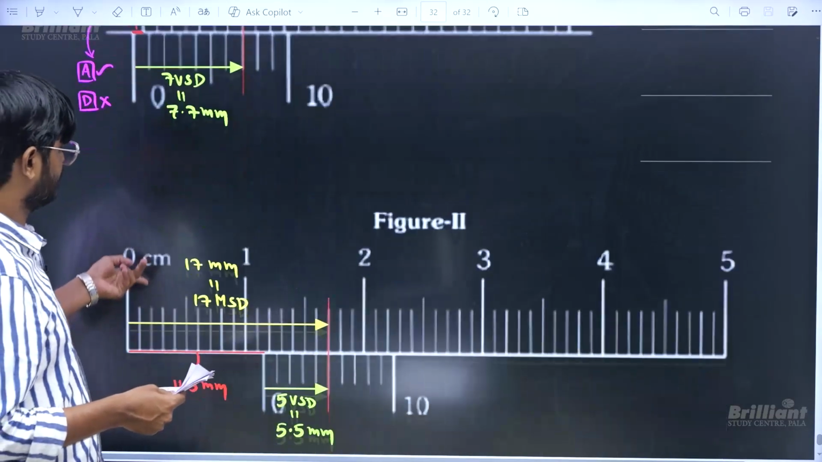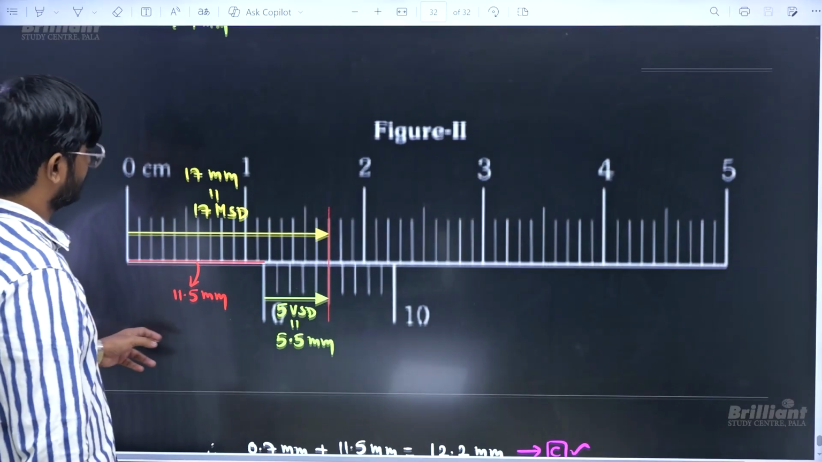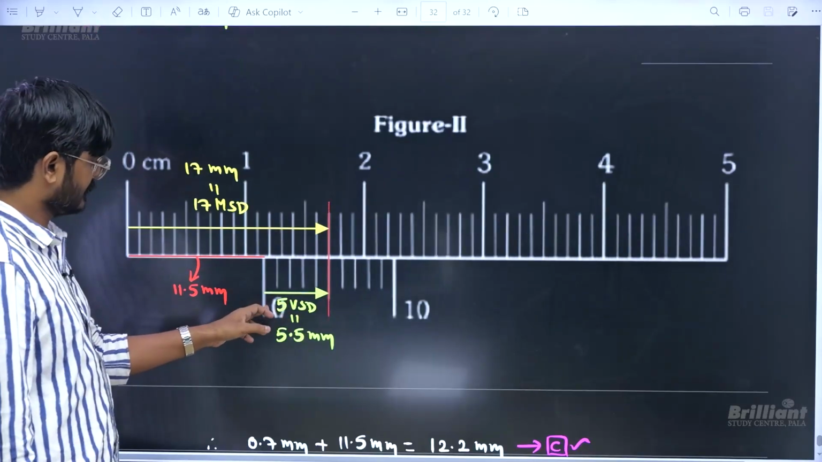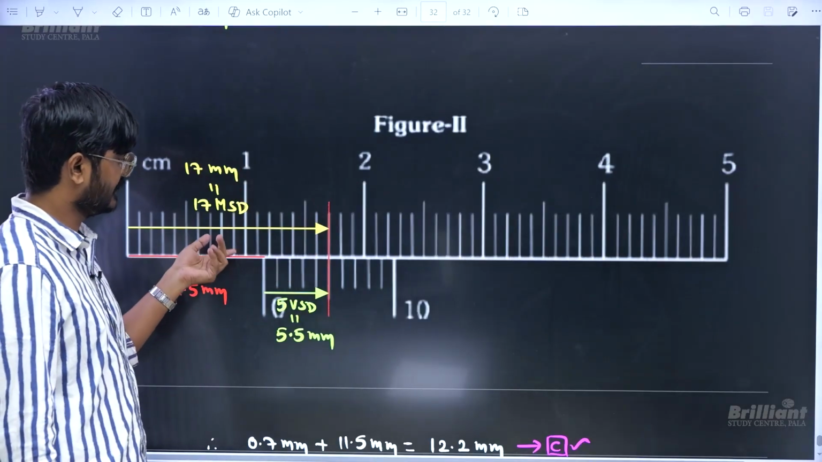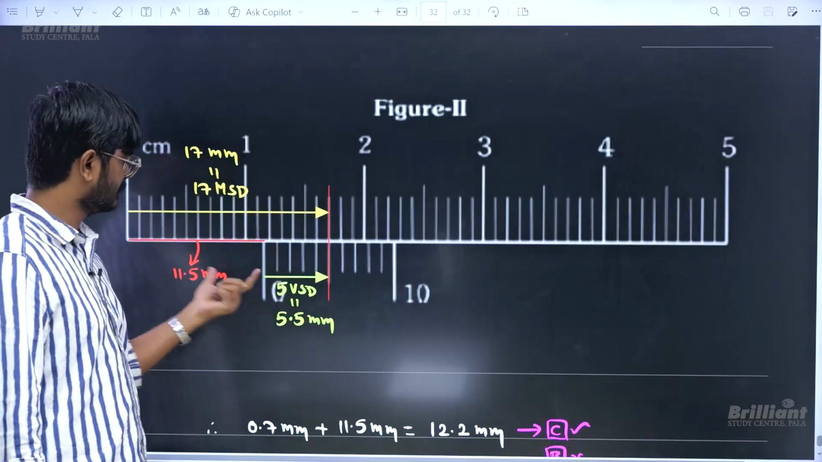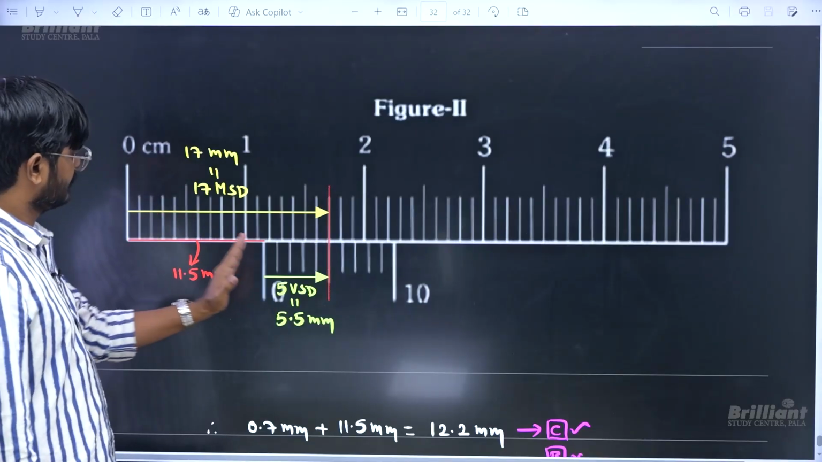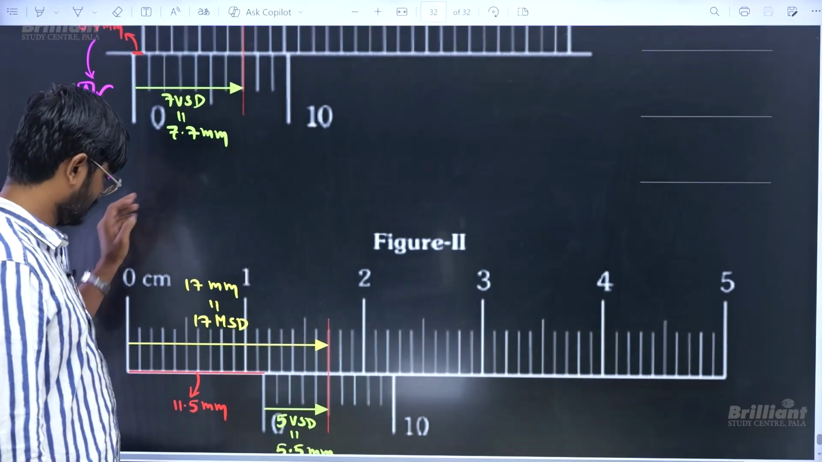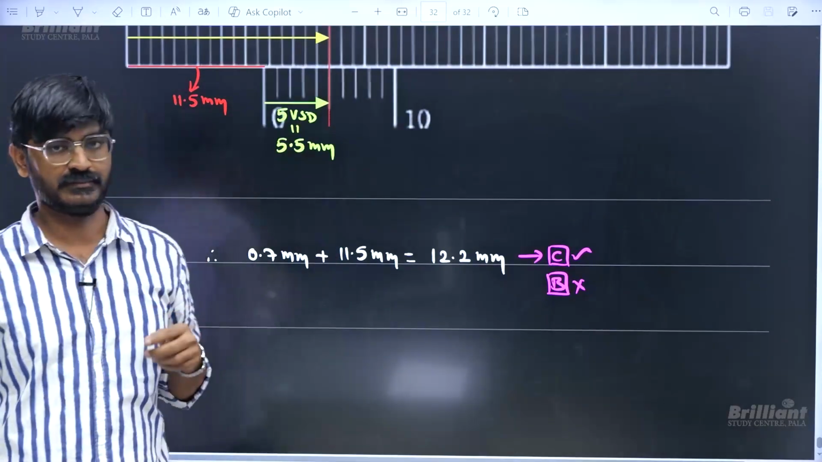Now in the next case, again you need to see what the length of the object is. The meaning is how much you have moved this 0. This 0 was here before, now you moved till here. You need to calculate this distance. You can see this is 17 main scale divisions, which equals 17 mm, and this is 5 vernier scale divisions, which is 5.5 mm. The difference in these two is going to be 11.5 mm. So this line has moved by 0.7 mm and 11.5 mm. So the total length of the object is going to be 12.2 mm, right? Thank you.